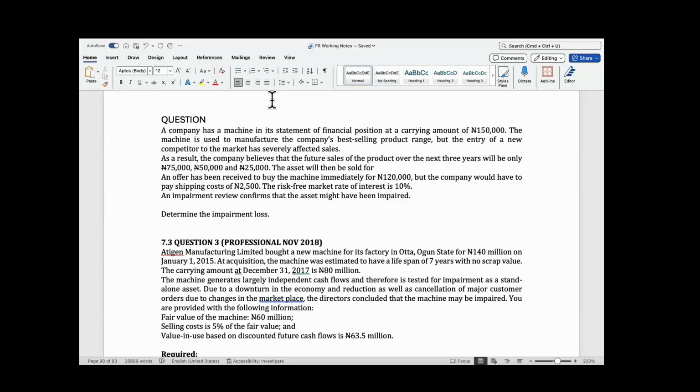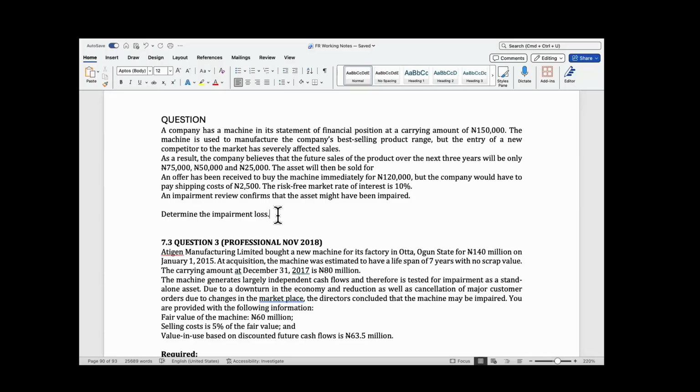An offer has been received to buy the machine immediately for 120,000, but the company will have to pay shipping costs of 2,500. The risk-free market rate of interest is 10%. An impairment review confirms that the assets might have been impaired. Determine the impairment loss.